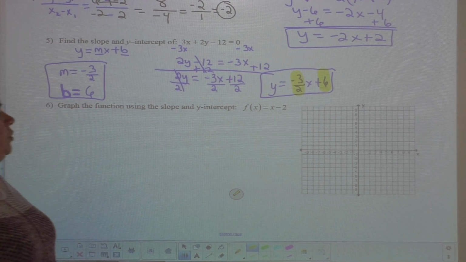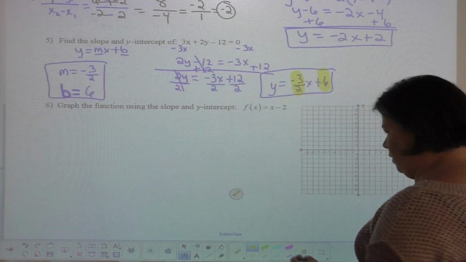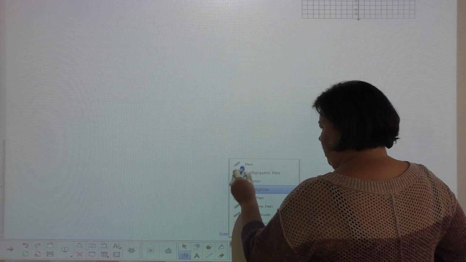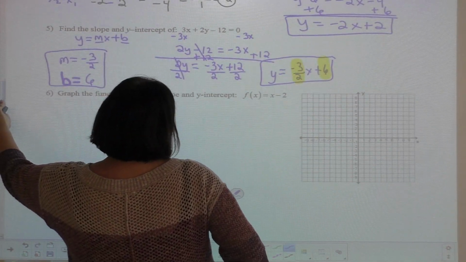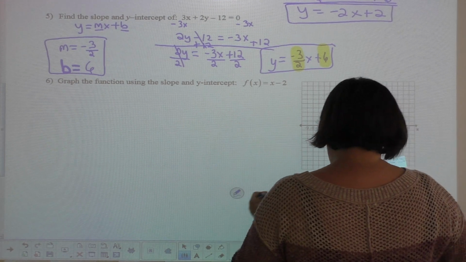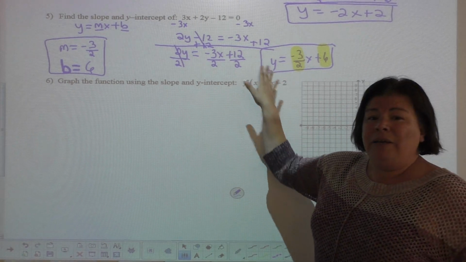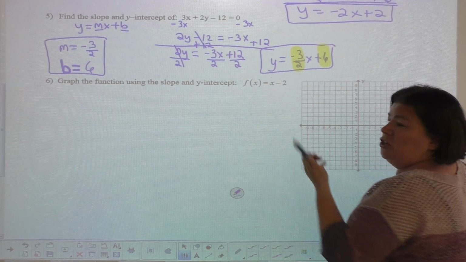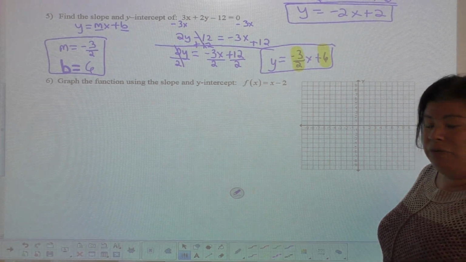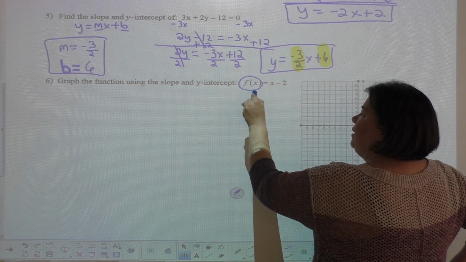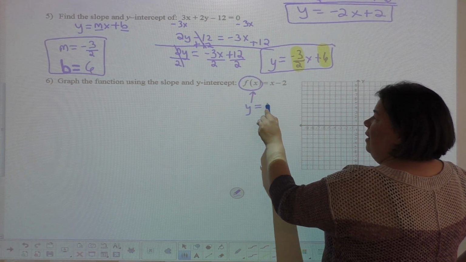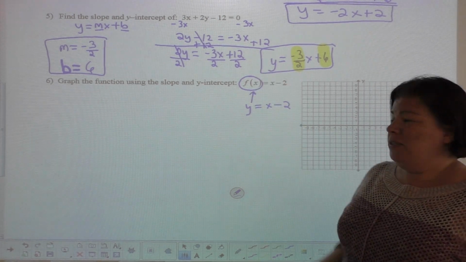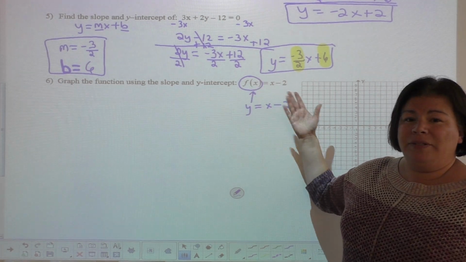Next, they want us to graph the function using slope and y-intercept. Okay, so I'm going to change this pen and bring this graph down. So again, we've mentioned this before in chapter 2, that f of x is just a fancy way of writing function notation. This really represents y. And this is already in slope-intercept form. It's just that they wrote it in a fancy schmancy way.